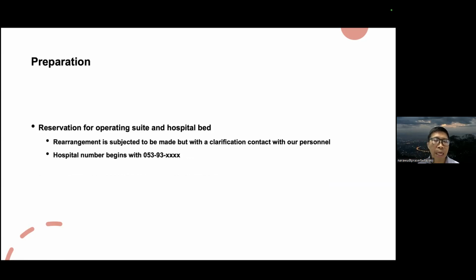Please accept our hospital number, which begins with 05393 and following 4 digits. And your hospital bed reservation as an overnight stay is mandated.